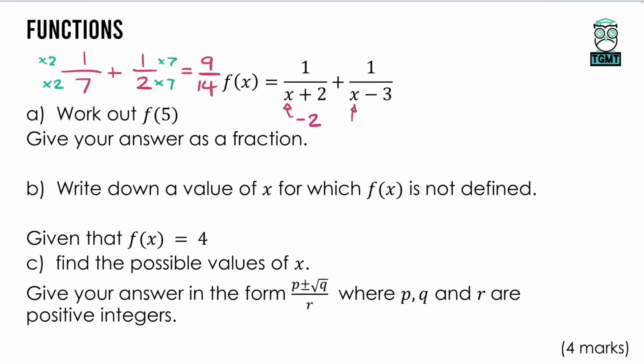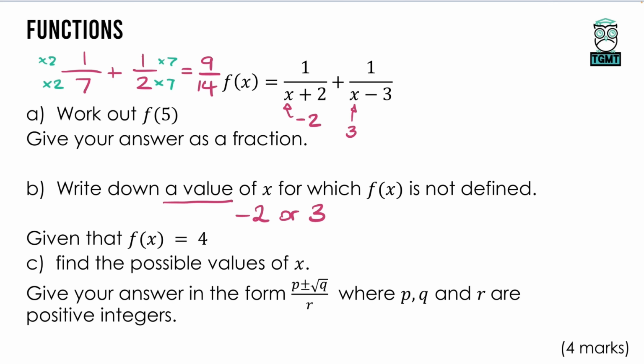Over here, which value of x would make that become 0? Well, it's something take away 3, and that would be 3. 3 take away 3 is 0, and again that would cause a division by 0. So neither of those numbers are allowed. It does say write down a value, so we don't have to give both. We would either write negative 2 or 3. So you just pick one of those and we'd give either of them.